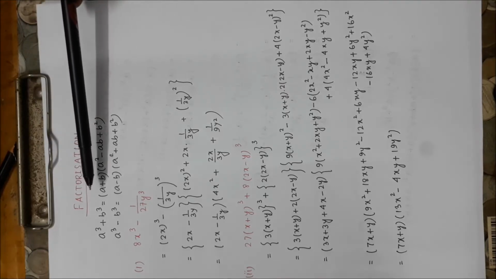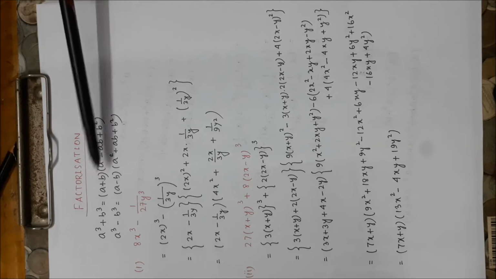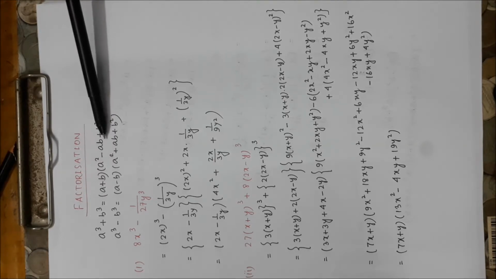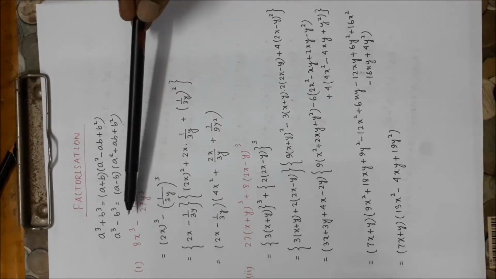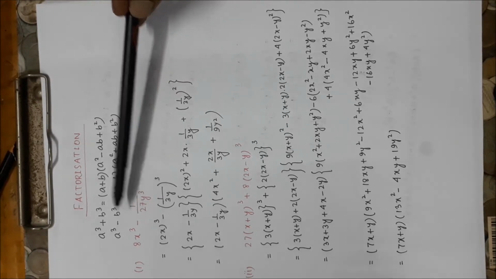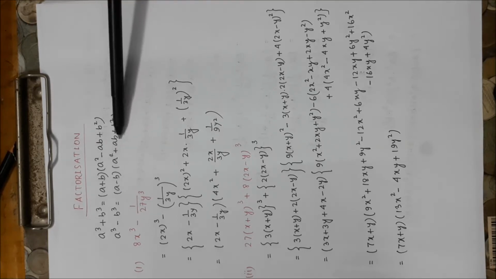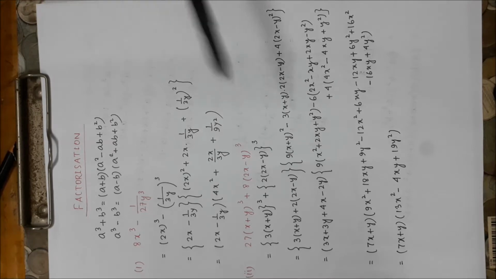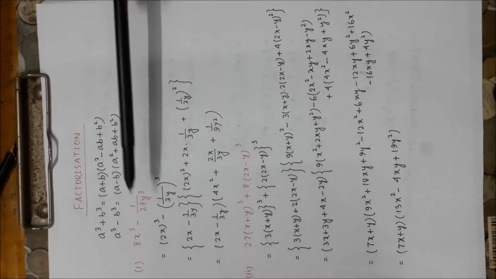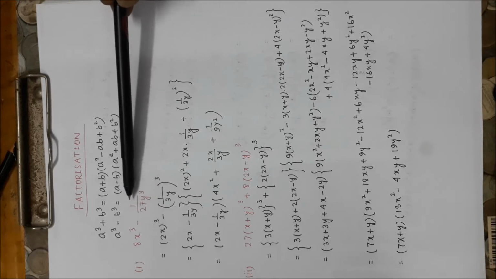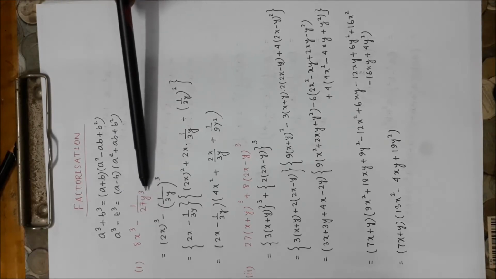Formula of a cube plus b cube equals a plus b into a square minus ab plus b square, and formula of a cube minus b cube equals a minus b into a square plus ab plus b square. Let us solve some problems. First is 8x cube minus 1 by 27y cube.